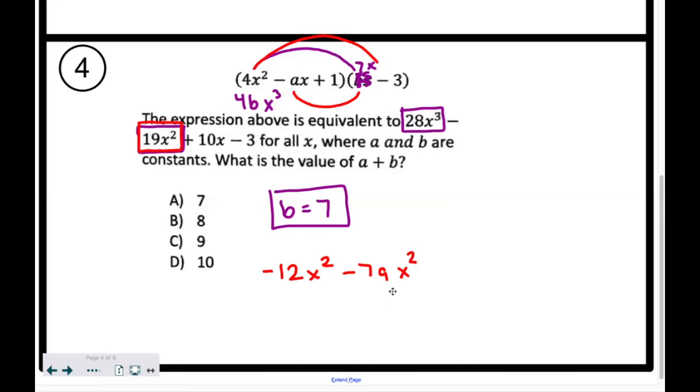Again, in school I'd have to do all six multiplications, but I don't want to do all of them. So I only choose these two, because I know these two have to combine to give me 19x squared. All the other ones I multiply out are not going to have an x squared in them, so I don't have to worry about them. I can imagine the x squareds just go away, and negative 12 minus 7a would have to equal 19.